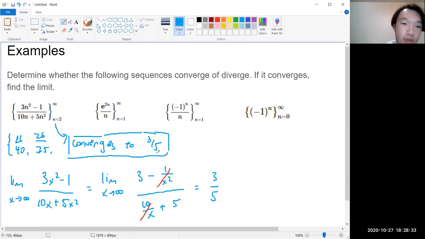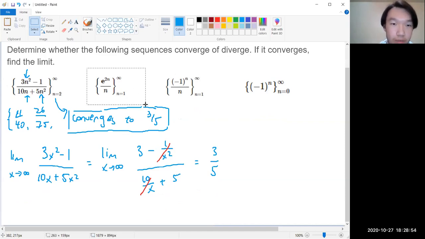Okay. And then if you want to verify, you can always just plug in a really, really big number for n into a calculator, and it should give you a number really close to 3 over 5. Okay. All right. So that's that. Let's look at the next one.